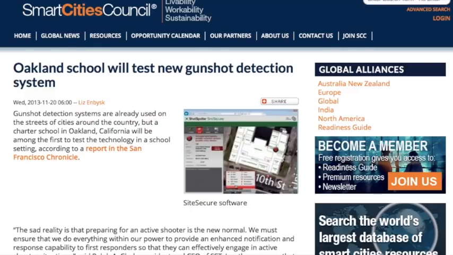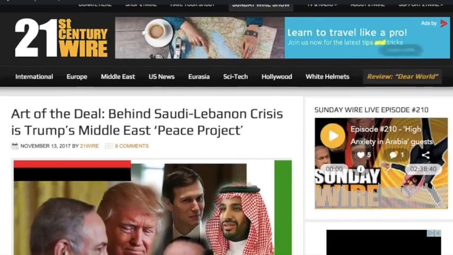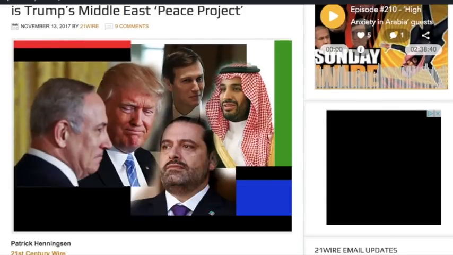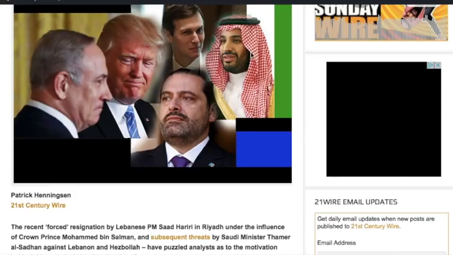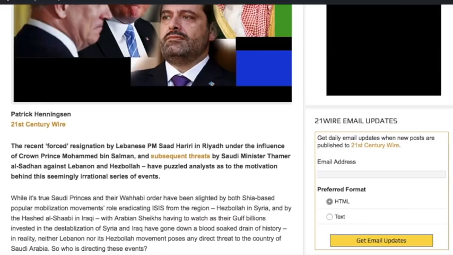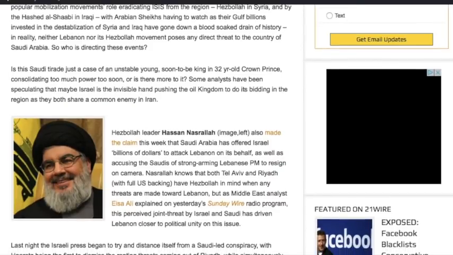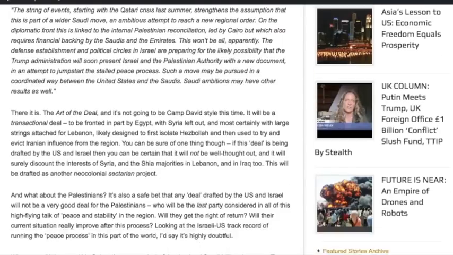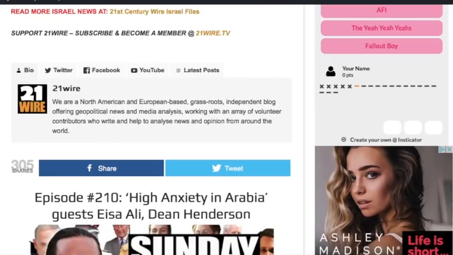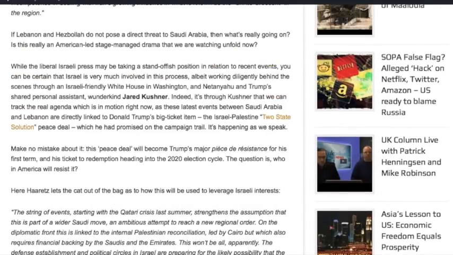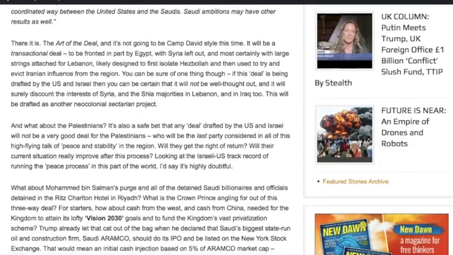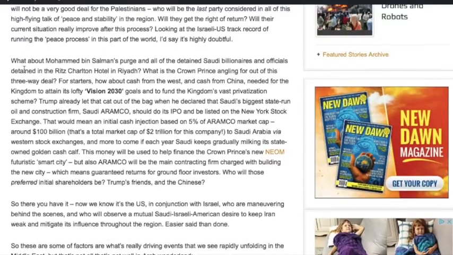So when we look at this excellent piece that Patrick Henningsen at 21st Century Wire did, this sheds some light on what's been going on with the Saudi stuff, because basically you have a coup by the new prince of Saudi Arabia. Palace coup, getting rid of all the challengers, and it could lead to warfare with Lebanon and Hezbollah. But what I wanted to point out was that there was, where is it? Here we go.